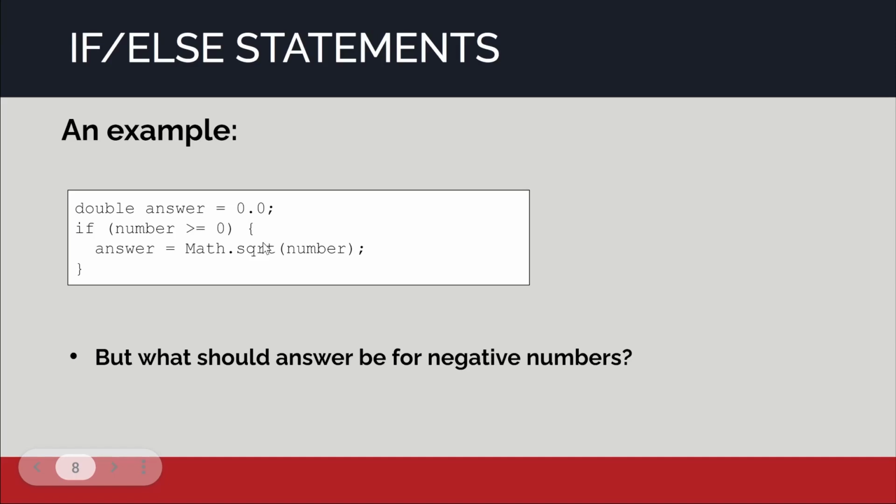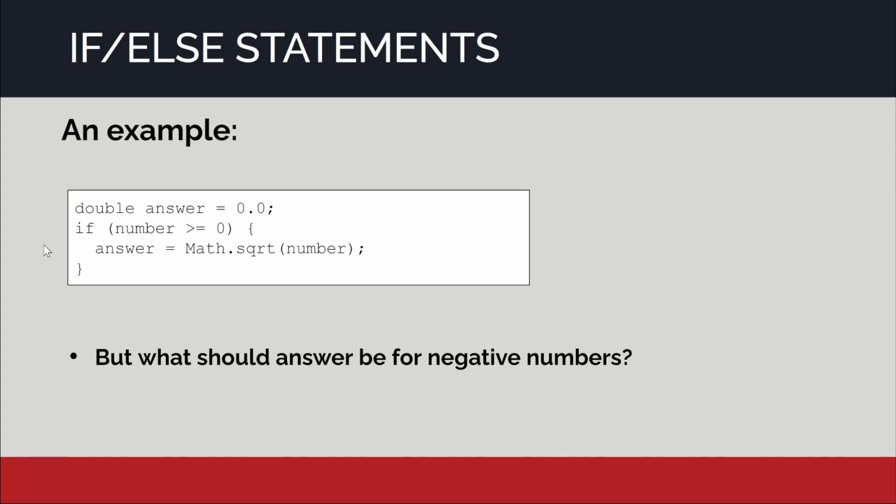But here's the question: what should we do for negative numbers? If someone passes in a negative number in this code that we've written, at the end of our if statement, the answer is still going to be 0. And we don't want to tell them that the square root of a negative number is 0, because the square root of 0 is 0. We're confusing things. We're actually giving an incorrect answer to a mathematical problem. Well, the answer to that is to use an if-else statement.